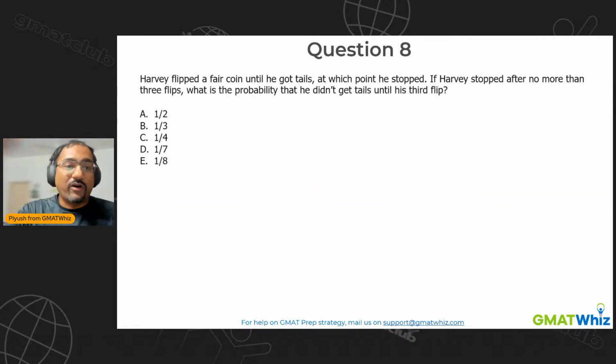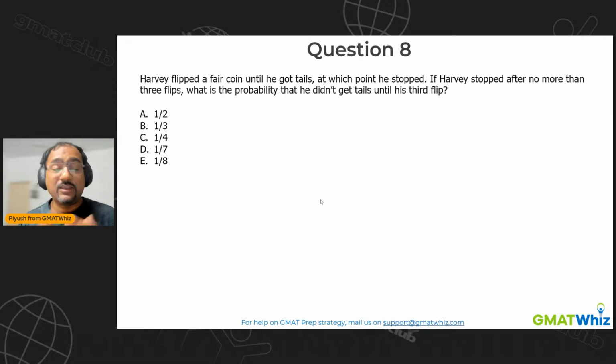Okay, now let's move forward to question number 8. Now this is a question which some people basically solve using conditional probability, but let's keep it simple. I'm not going to use conditional probability. I don't want you to be confused with conditional probability.